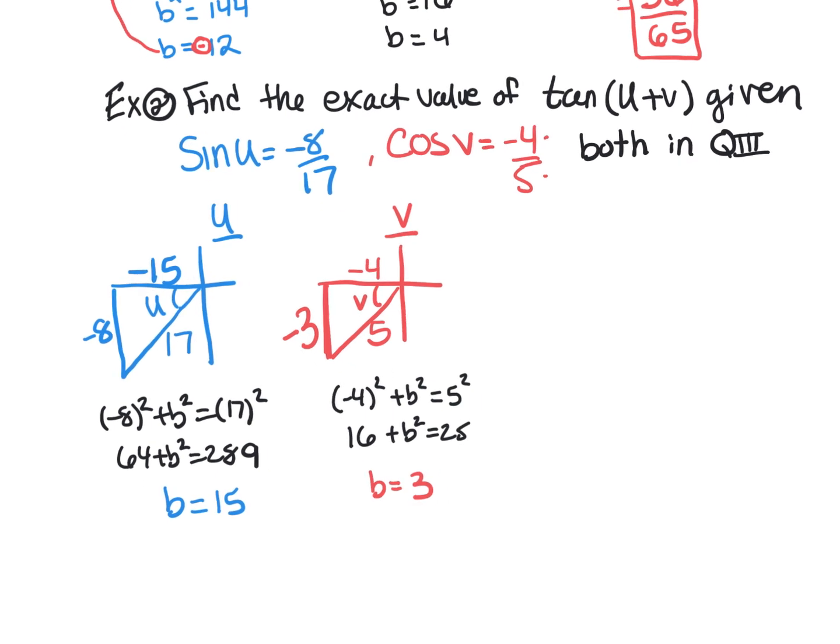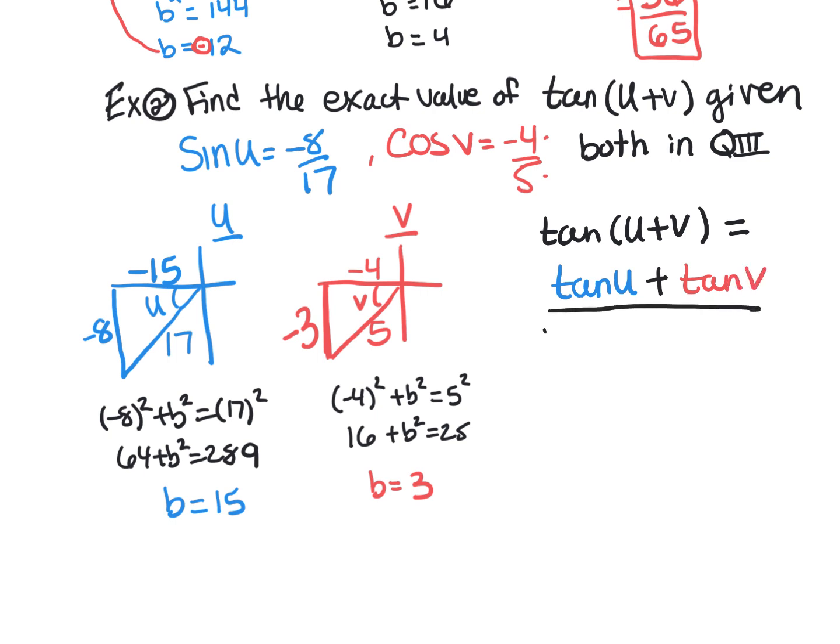Okay, so now to actually go back to the question we were being asked. So we have tangent of u plus v. So again, get your formula sheet out. Tangent of u plus v is equal to tangent of u plus tangent of v, all over 1 minus tangent of u times tangent of v.